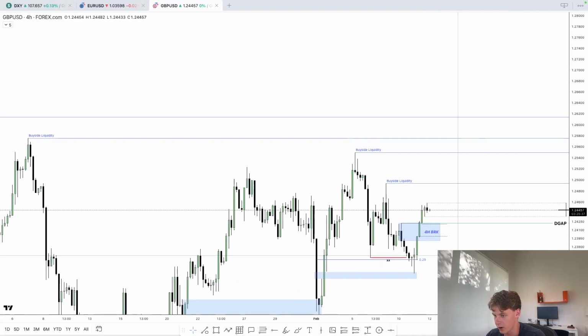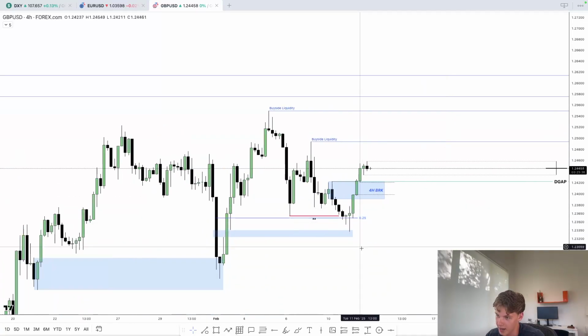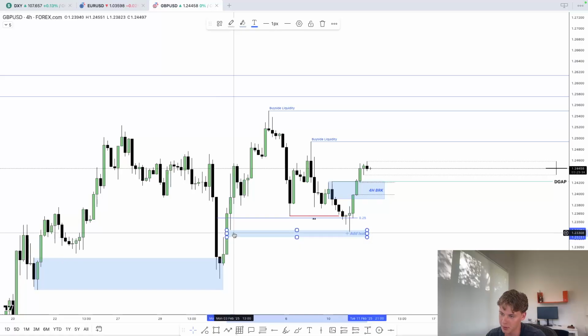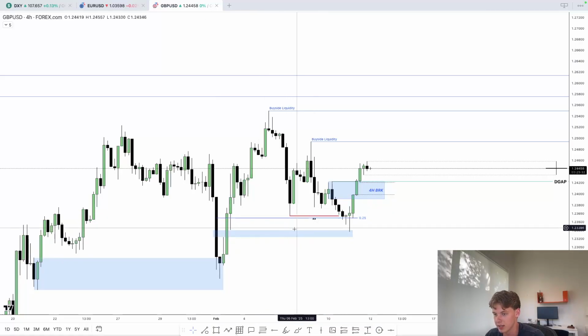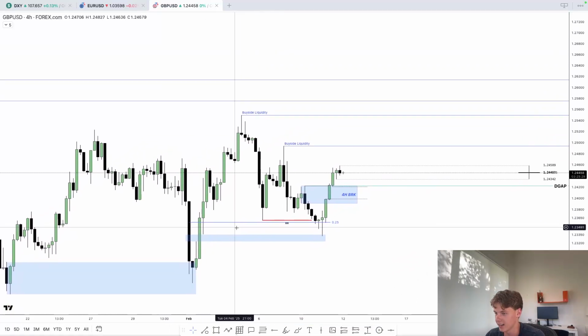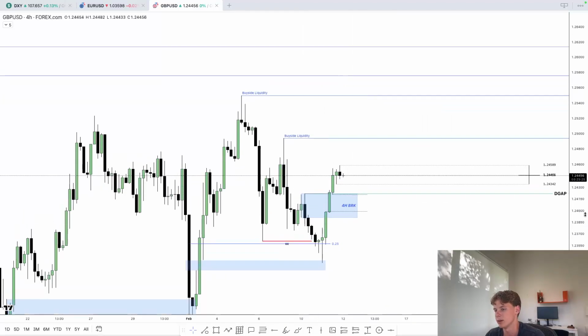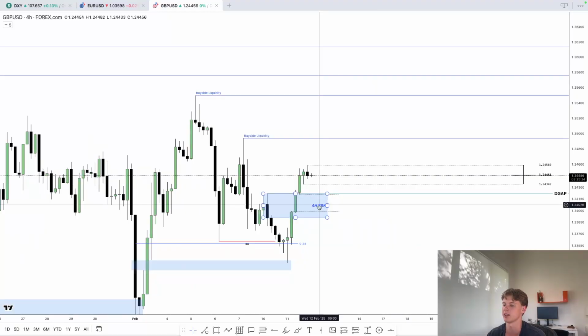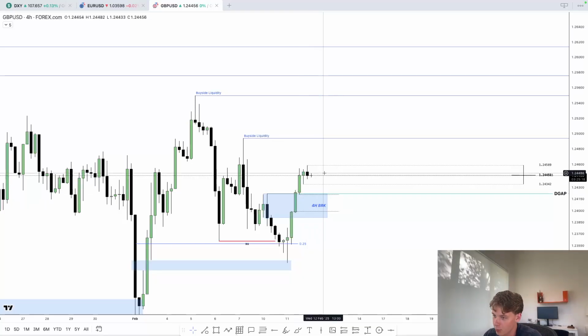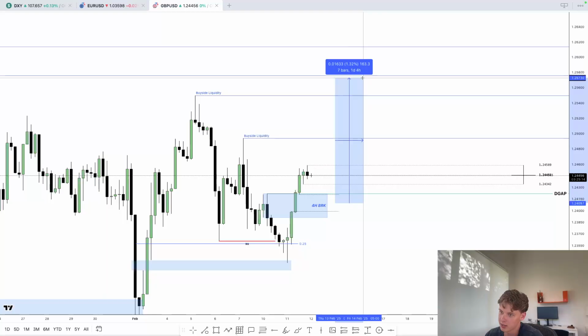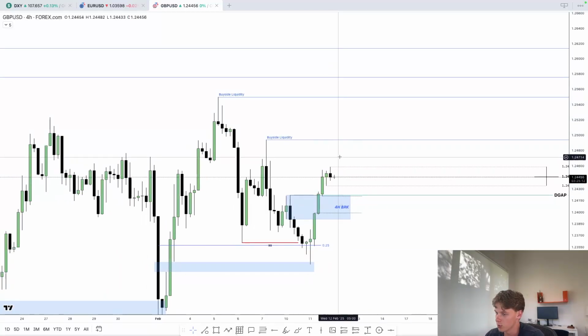Dropping down to the 4-hour, price came into this 4-hour fair value gap and swept this liquidity. And yeah, we basically created a market structure shift. We've got this daily gap open and we have this 4-hour fair value gap. And this looks textbook, like post displacement. We just get a pullback, we find the lower time frame, see if they align, and then we're longing. It is CPI though, so we've got to be careful.